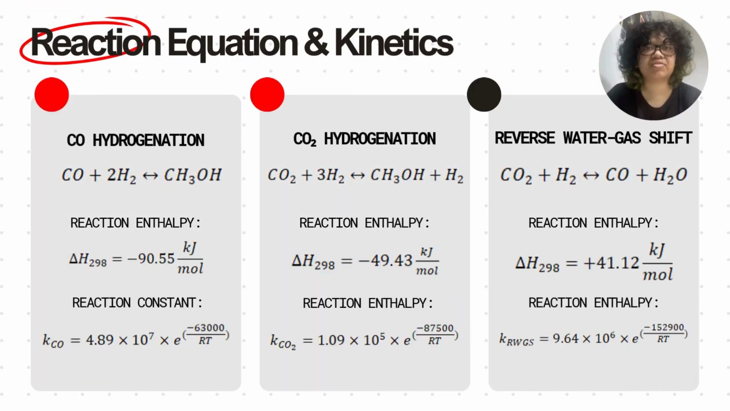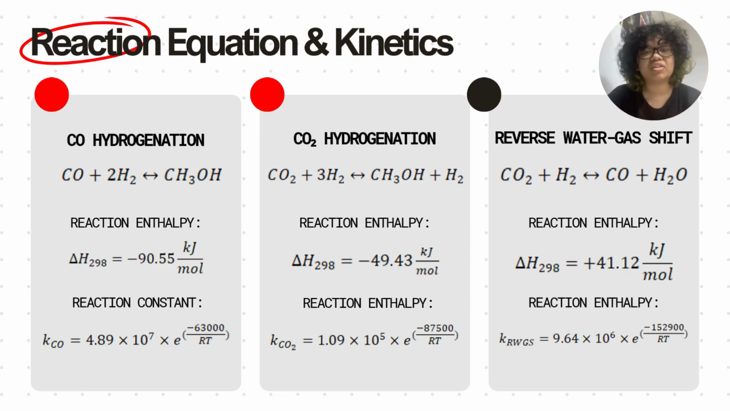In the methanol synthesis reactor, there are three reactions that occur. For the two main reactions, it's carbon monoxide hydrogenation and carbon dioxide hydrogenation, where carbon monoxide and hydrogen react to form methanol. And as a side reaction, there's the reverse water gas shift reaction, where carbon dioxide and hydrogen can convert to carbon monoxide and water.